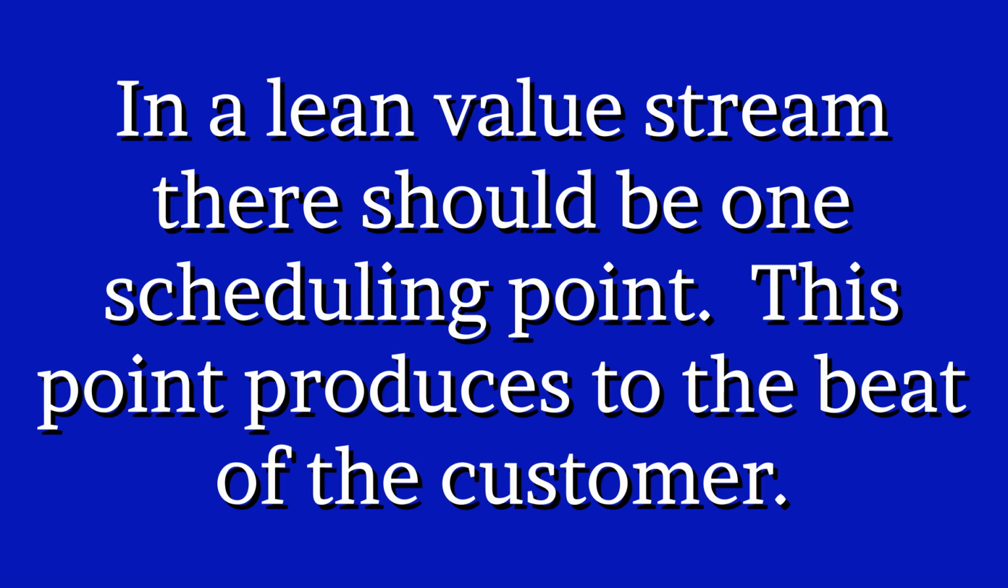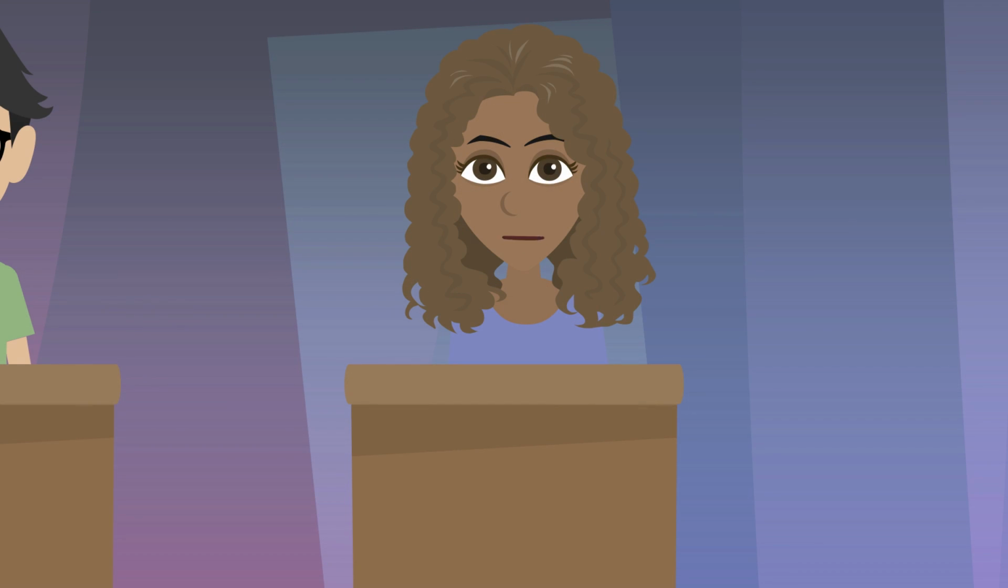In a lean value stream there should be one scheduling point. This point produces to the beat of the customer. What is the pacemaker or pace setter?